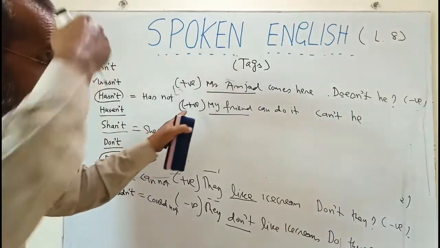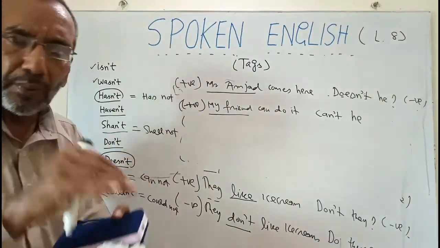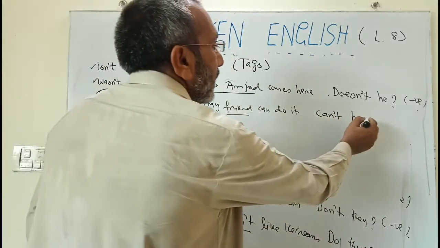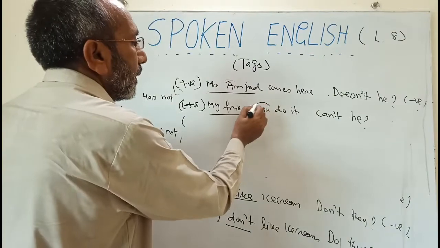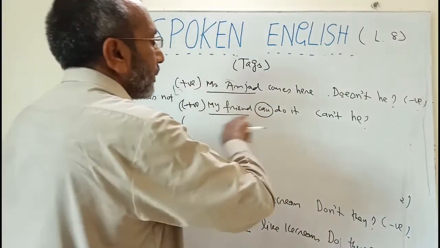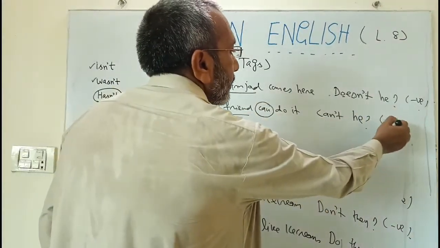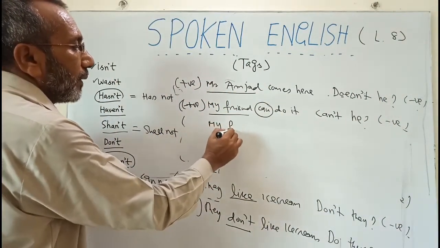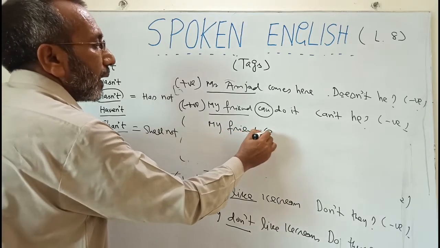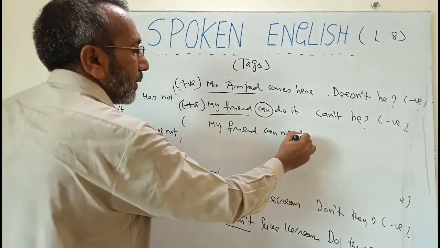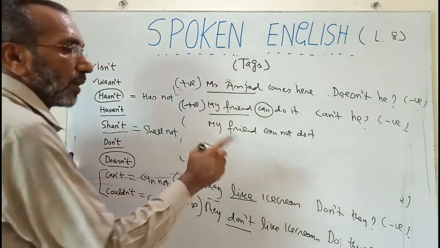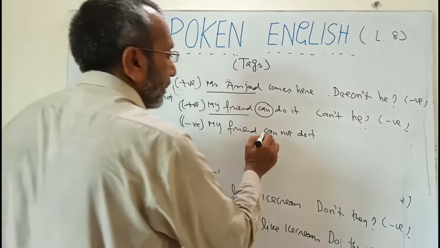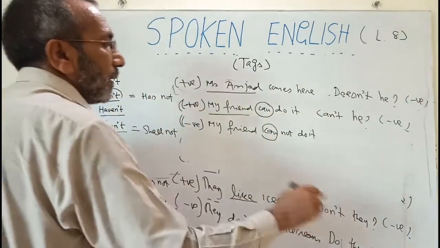Are you getting it? We never use these words; we rather use a pronoun for that. So, "my friend can do it, can't he?" This was our criterion. It was positive, so the tag has become negative. Now if I say "my friend cannot do it," is the expression positive or negative? Negative. So the tag must be positive.